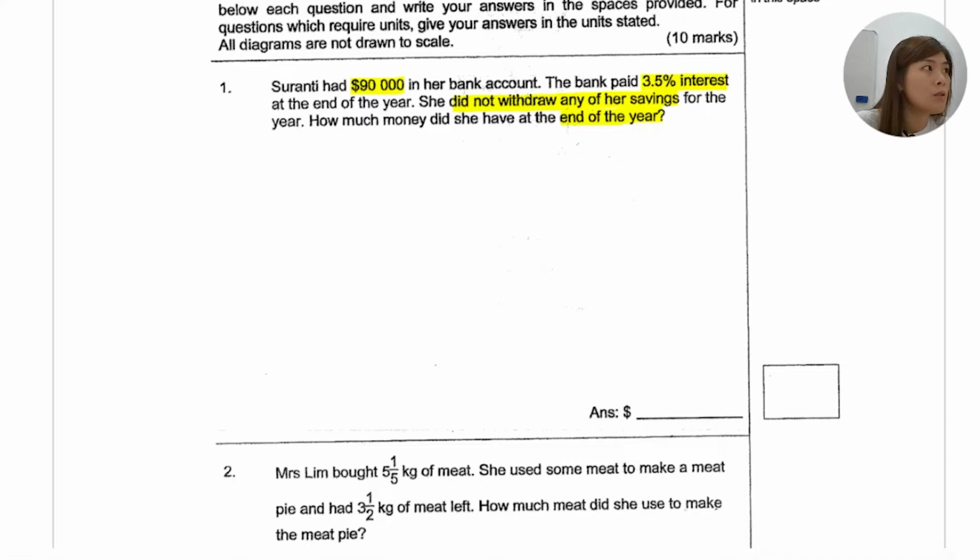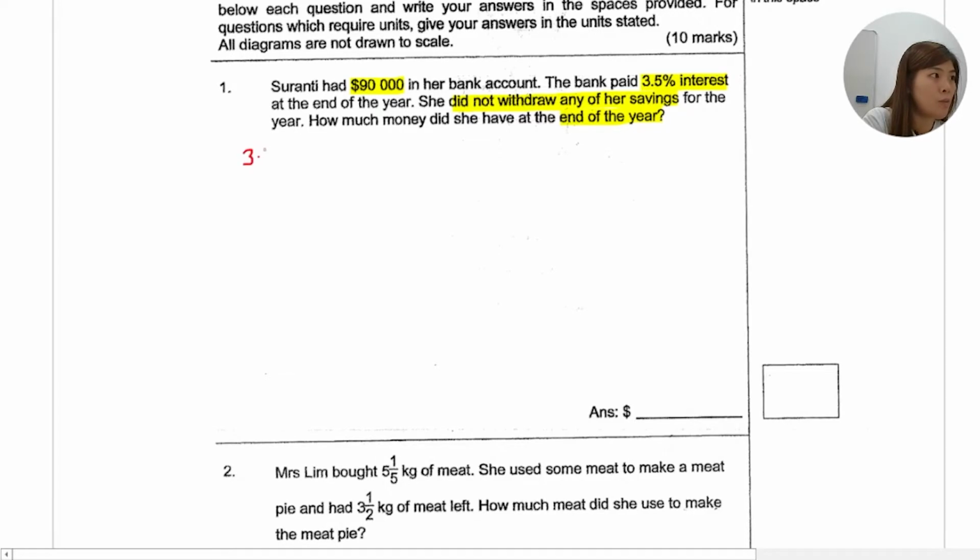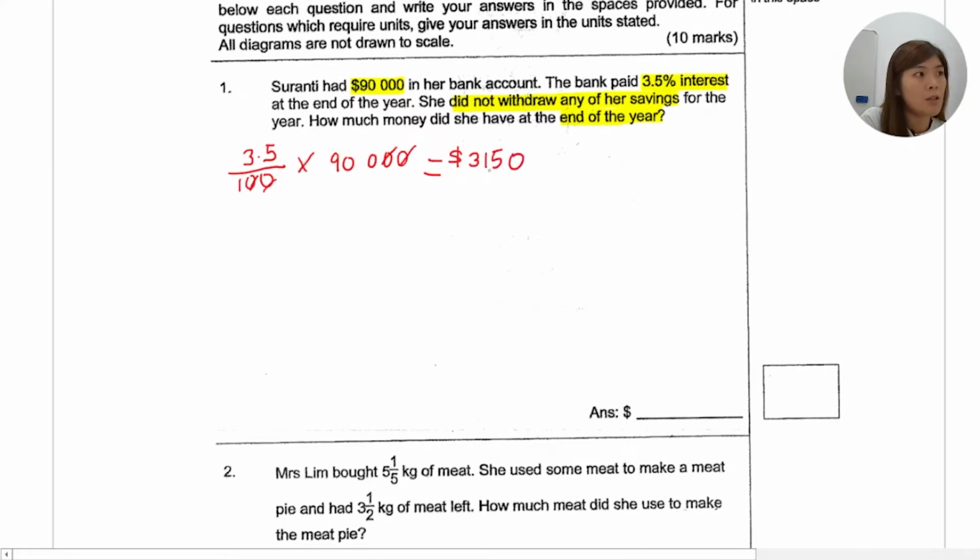To do this, first we need to find out the interest at the end of the year. To find the interest, we take 3.5% multiplied by 90,000, and this gives us $3150. So $3150 is the interest that she earned at the end of the year.